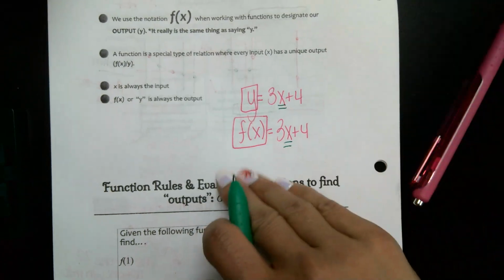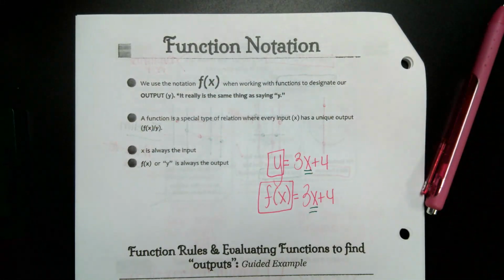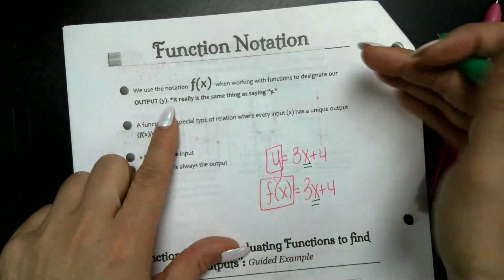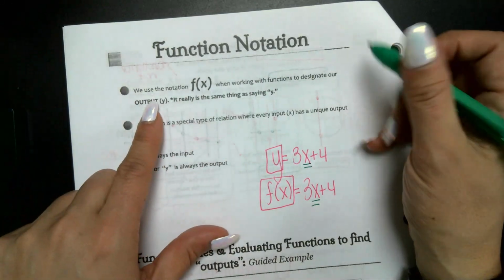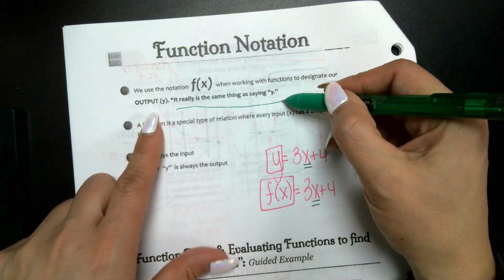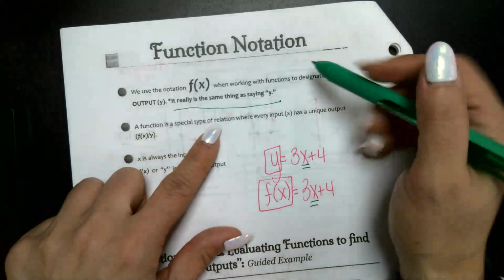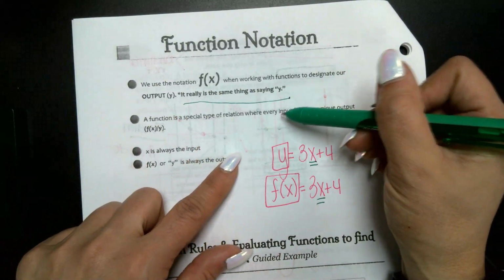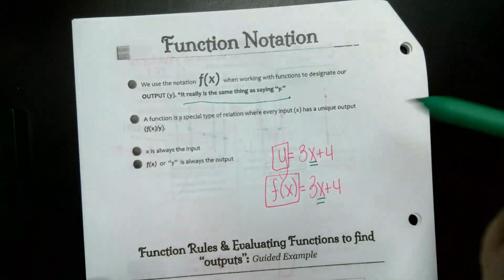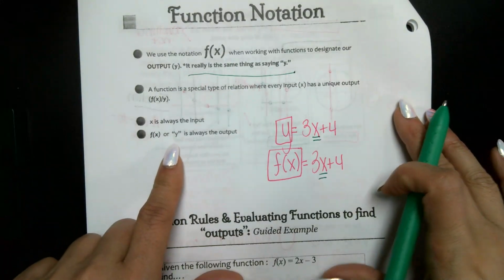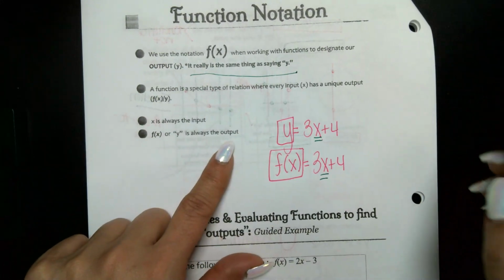And we read it as f of x. And if you read all this, it says everything I just told you. It says, we use the notation f of x when working with functions to designate our output. It really is the same thing as saying y equals. Functions are just special types of relations where each x value has only one y value. X is always your input, and then f of x is always going to be the output.